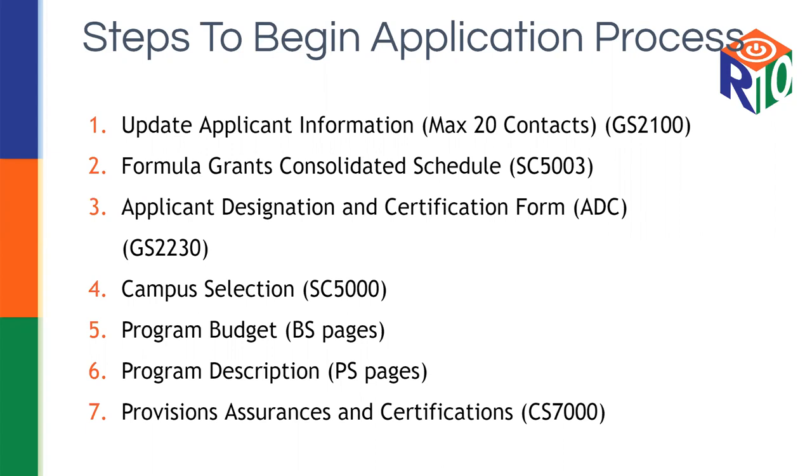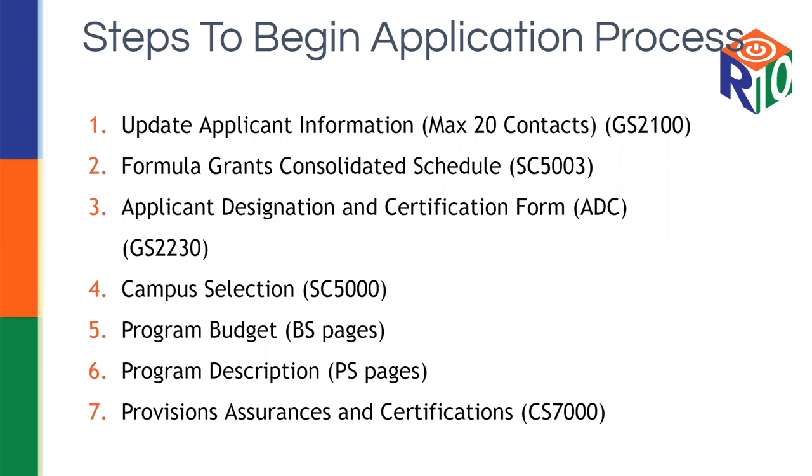Number three is your applicant designation and certification form, which is your ADC, your ES2230. This is the same form we've had in the past. It's still the same one for each of your funding sources, which each have their own ADC form. Here's where you designate your fiscal agent, as well as let people know if you are applying on your own or choosing not to apply for certain funds. On this page, you will have to have your contacts in there, because you will have to use a drop-down box to certify and submit this form.